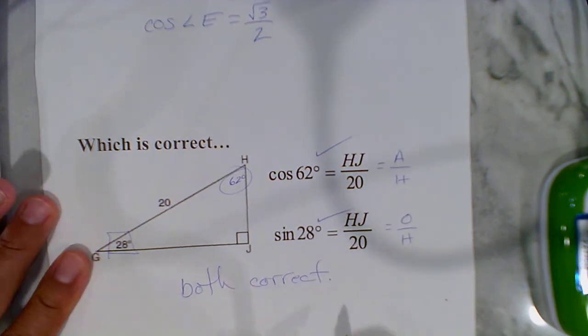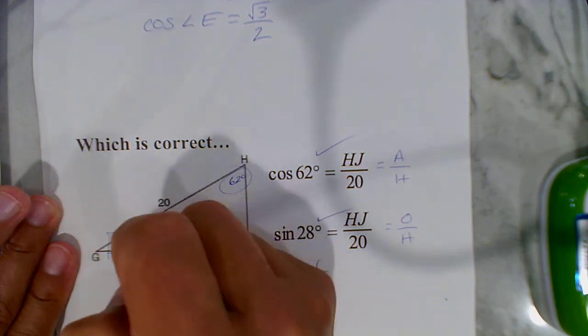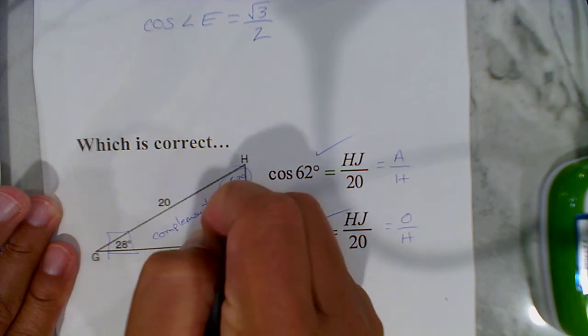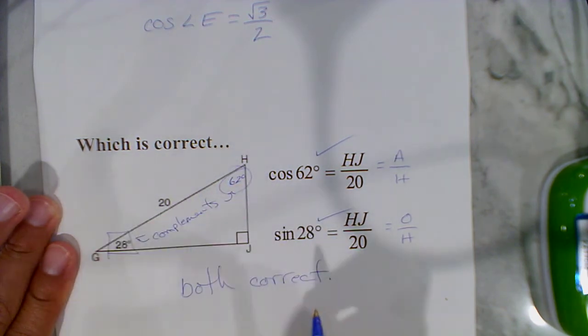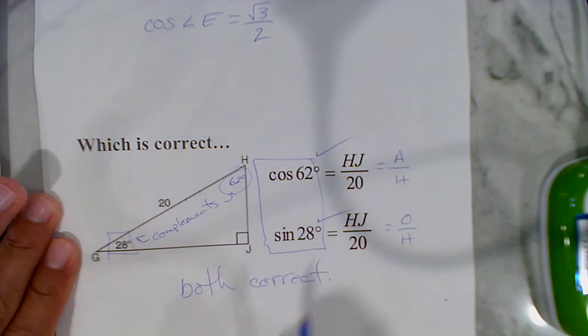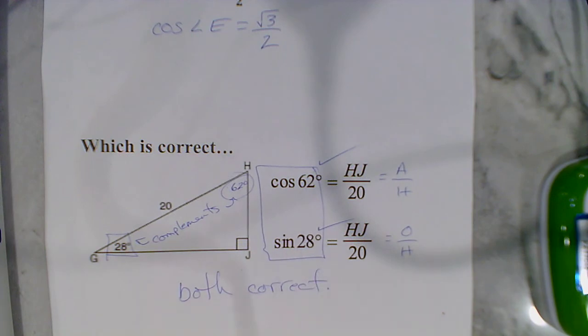Or you can say to yourself, well, hold on. I know these two angles have to be complements. So if they're both complements, then the cosine of one would have to equal the sine of the other, right? Because 62 plus 28 equals 90. So the cosine of one would equal the sine of the other. And those are generally the only ways the state has asked that. Hopefully you understand that.